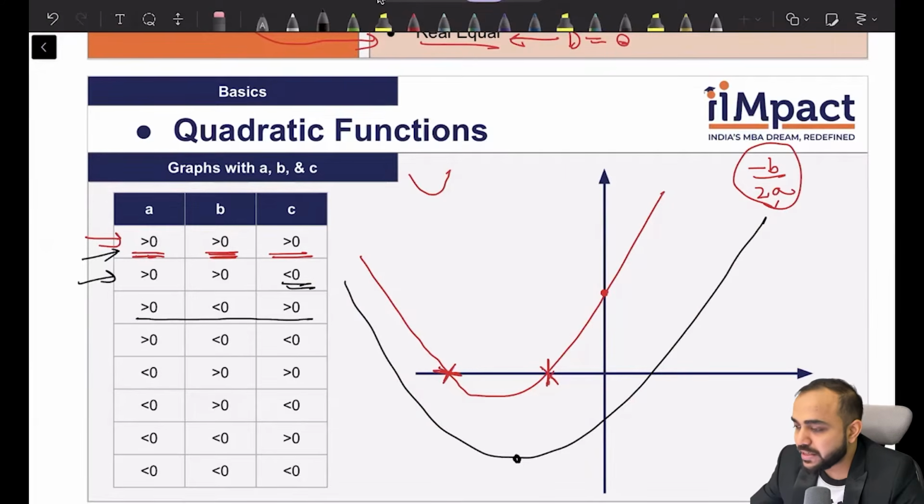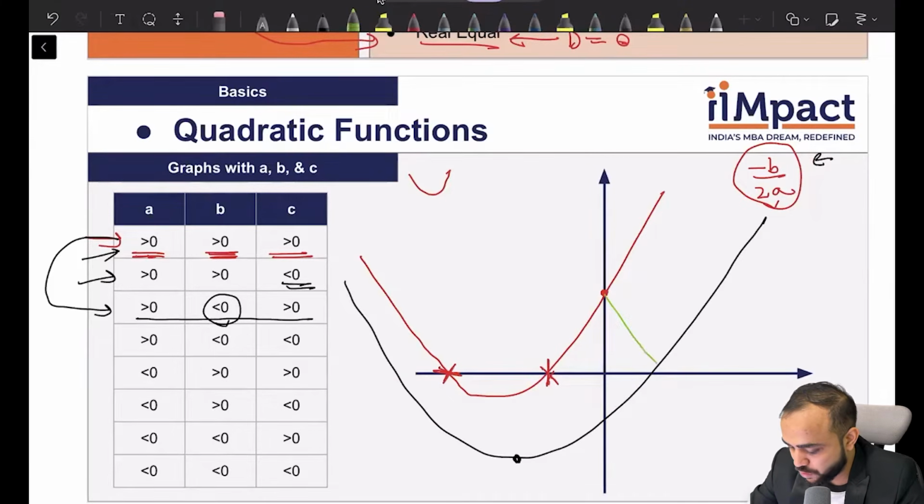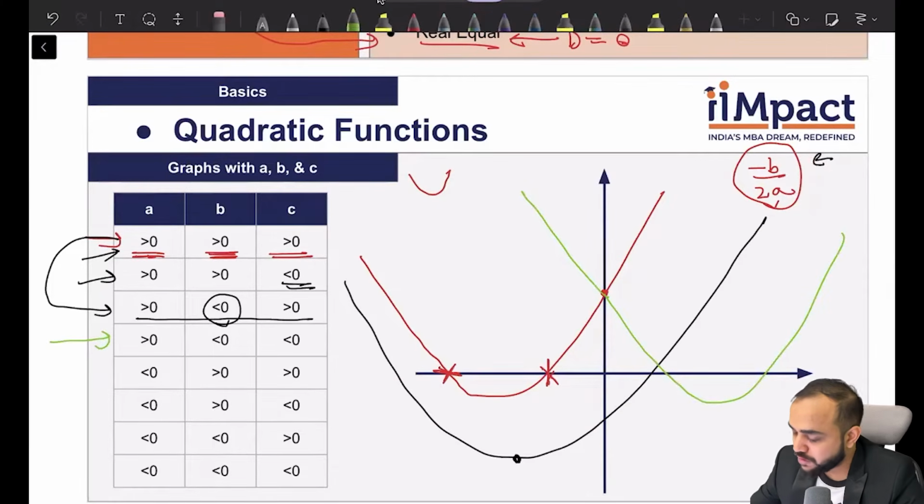All right. What about this one? Your A is greater than 0, B is less than 0, and C is greater than 0. Now compare this to the first red graph that we had drawn. A is greater than 0, upward facing parabola. C is greater than 0, it is going to intersect the y-axis on the positive side. Only B has changed. Now B and A have the opposite sign, which means that this vertex is going to be positive because negative of a negative number is going to be positive. So your graph for that is going to look something like this.